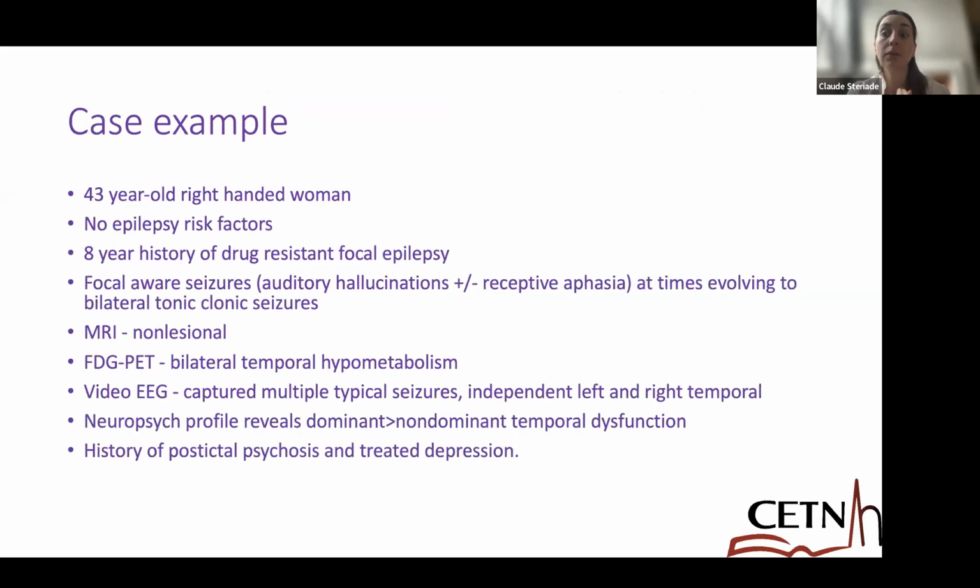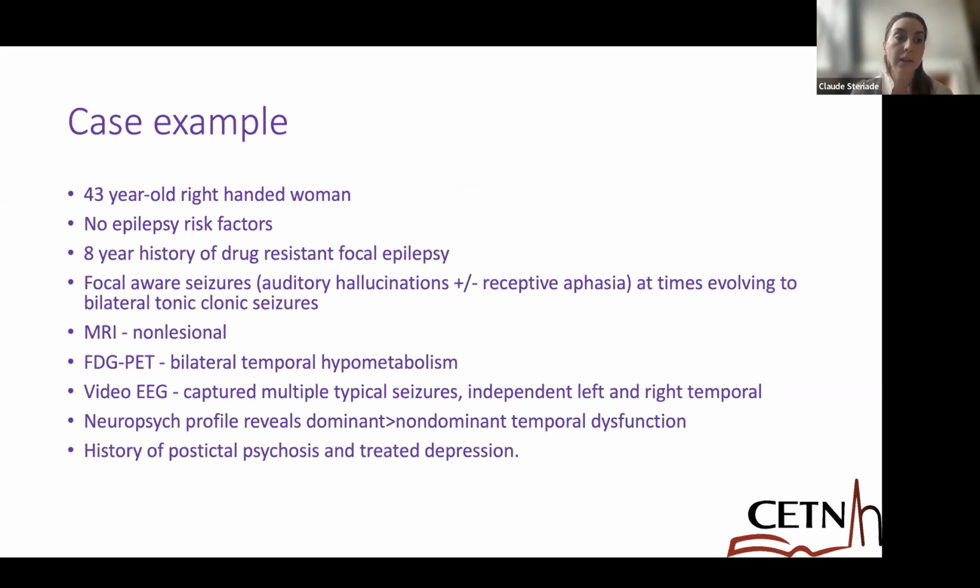So just to give you an example of the problem here, I'll talk to you about a case that was presented at surgical conference. And I want you to think whether, if they showed up in your clinic or if they were presented at your institution's surgical conference, you would want to test this person for an autoimmune cause of seizures. So this is a 43-year-old woman.